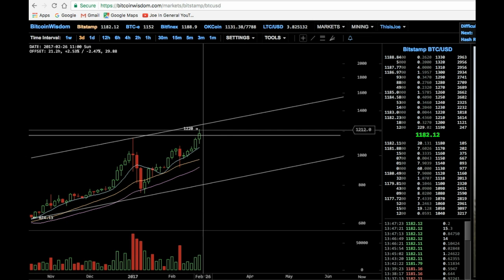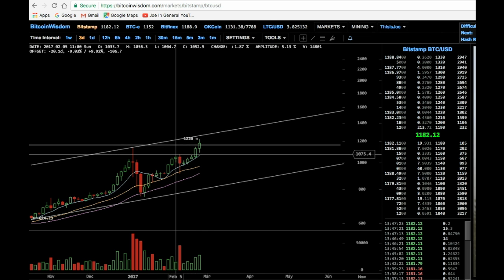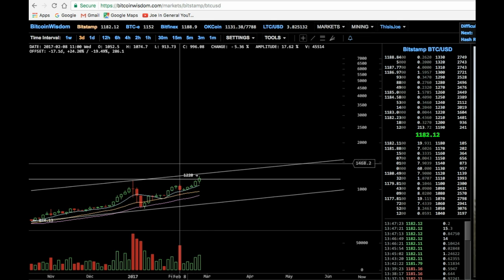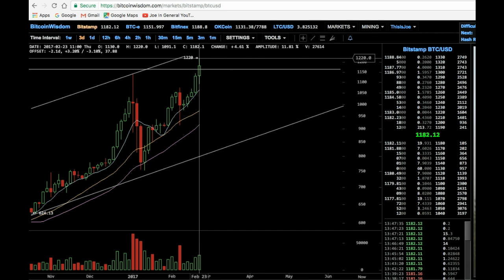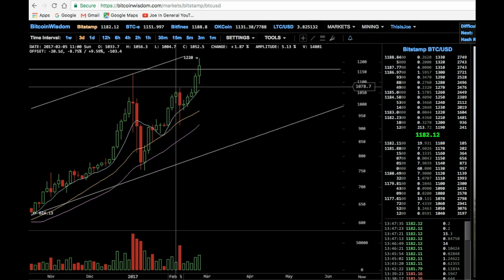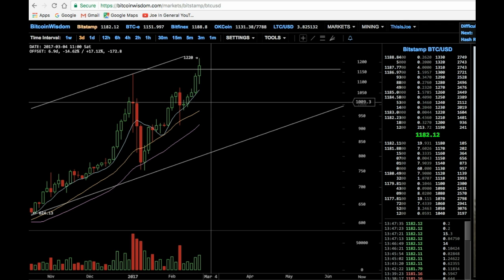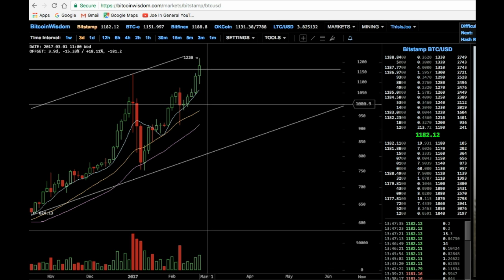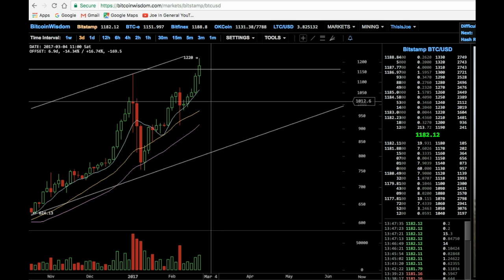Now, if it does break down, there's a couple of key points. It may break down to the previous intermediate high. Let's get rid of that max thing there. There we go. It may break down to this intermediate high, that was $1,075. You've got a massive psychological barrier of $1,000, and that's around about here, as you can see. So it could break down to the $1,000 mark.